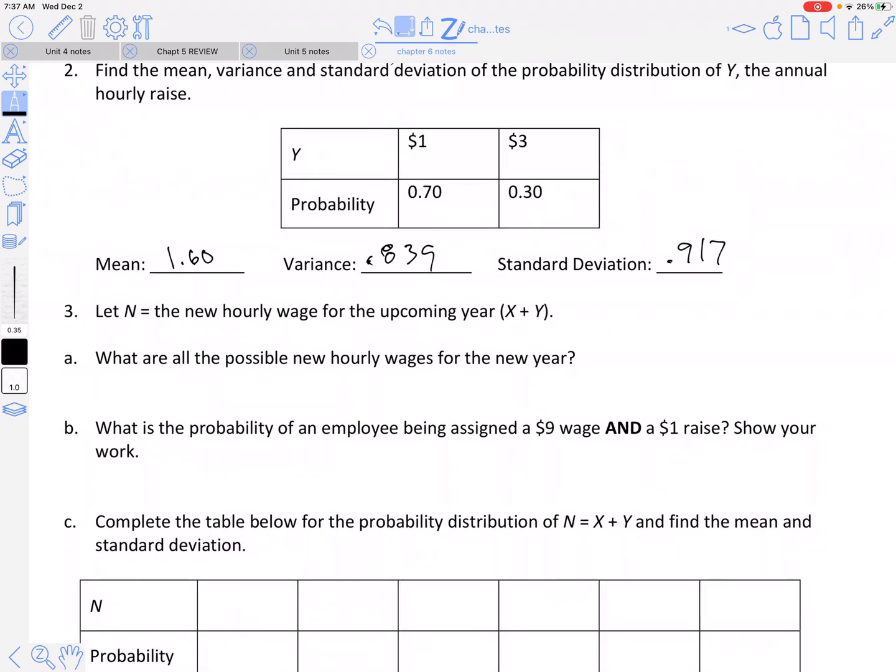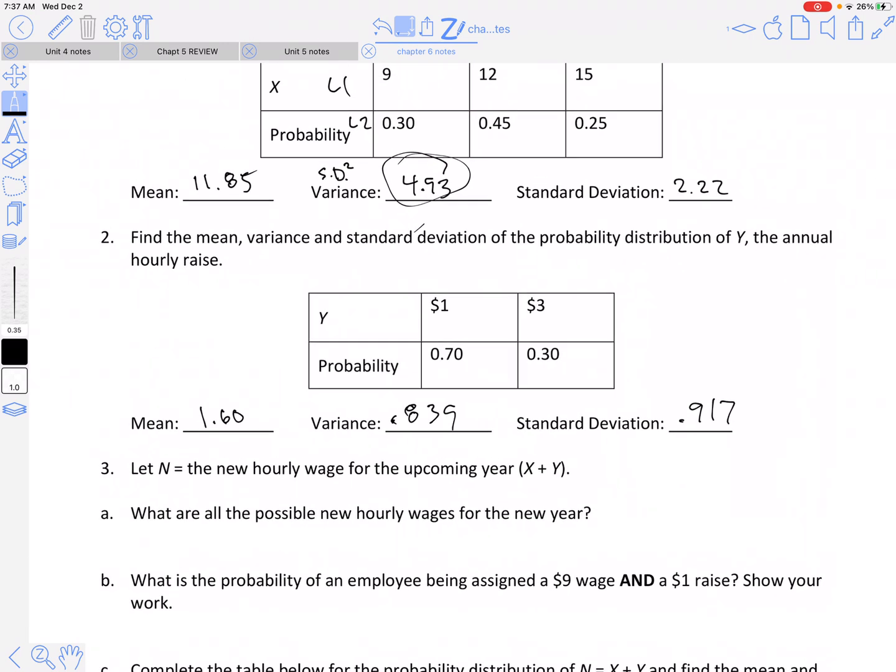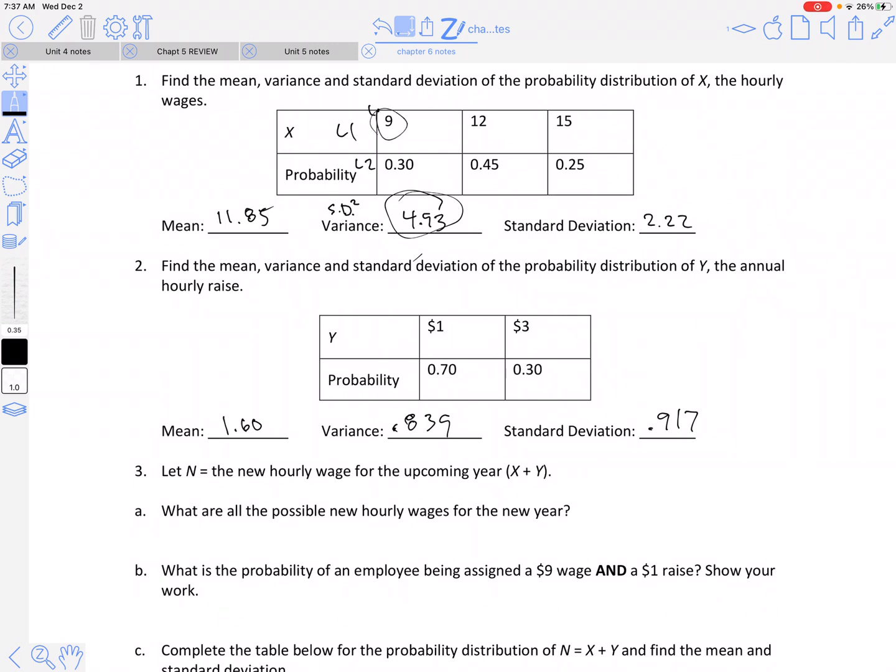So we need to combine these two scenarios and find what the new hourly wages are. They could get $9, but don't forget they are going to get a raise of either $1 or $3, so 9 plus 1 is 10, or 9 plus 3 is 12. They could get the $12, but then they could get a raise, so 12 plus 1 is 13, or 12 plus 3 is 15. Or they could get the original $15 an hour, which would give them 16, and then 18.